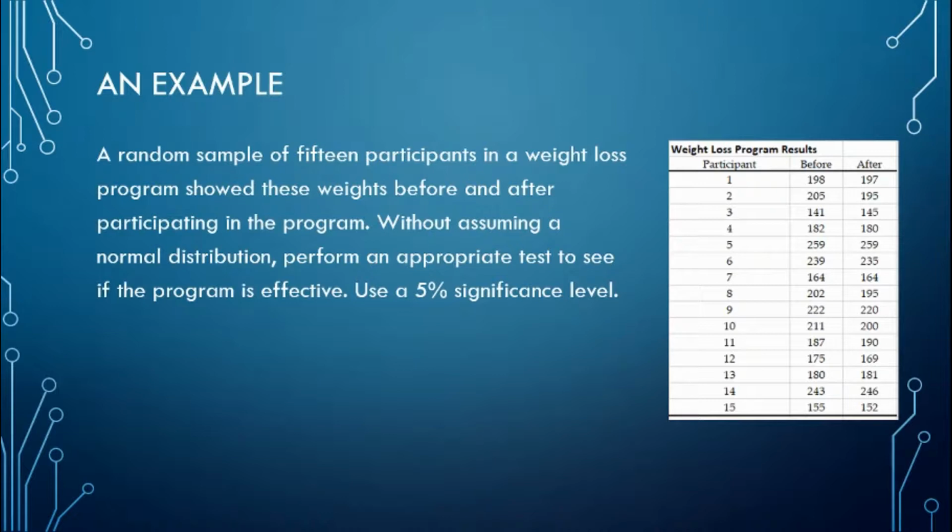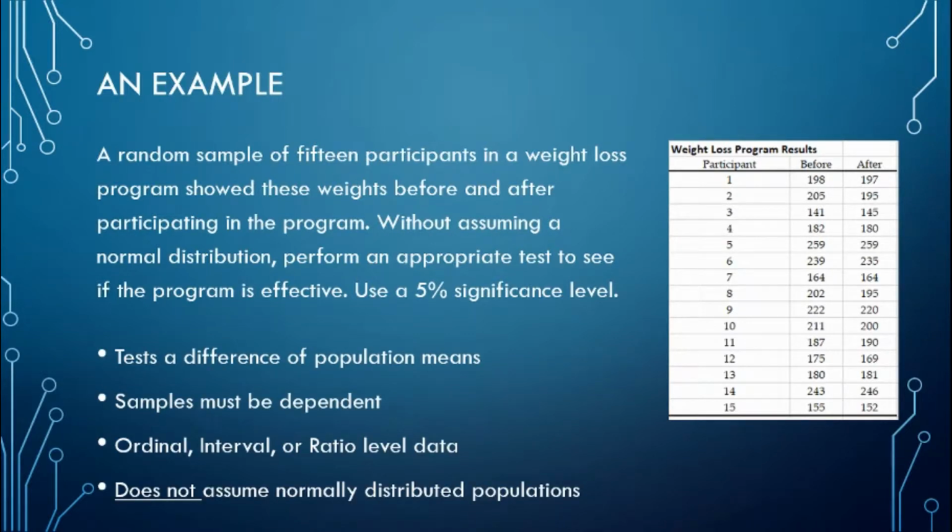We are going to use the Wilcoxon signed rank test for this, but let's go over the criteria to just double check that we meet all the criteria to use this test. So, 1. Tests a difference of population means. We certainly intend to. We're looking at two different population means. One is the average weight before, the second is the average weight after. And we want to see if there's a difference, so we are comparing them. Our first criteria is met.